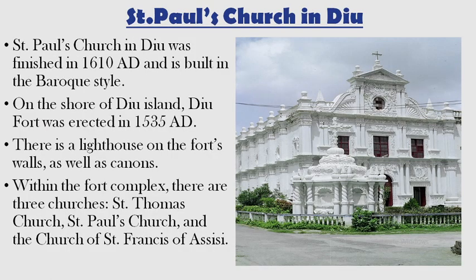The St. Paul's Church in Diu was finished in 1610 AD and is built in the Baroque style. On the shore of Diu Island, Diu Fort was erected in 1535 AD, and there is a lighthouse on the fort's walls as well as cannons. Within the fort complex, there are three churches, that is St. Thomas Church, St. Paul's Church, and Church of St. Francis of Assisi. So here on the right, you can see the St. Paul's Church in Diu.